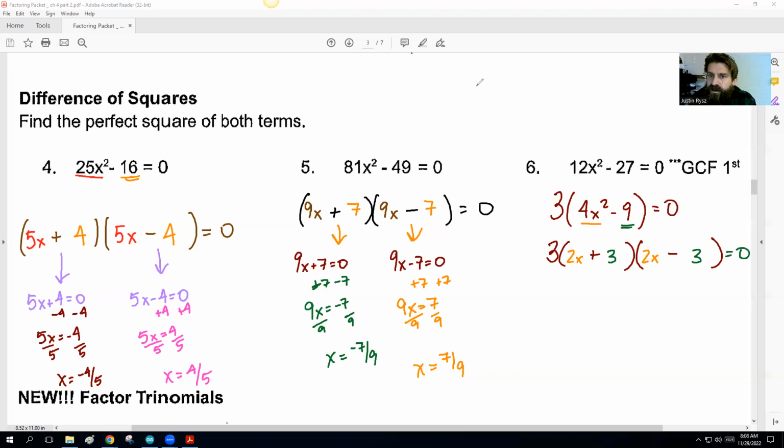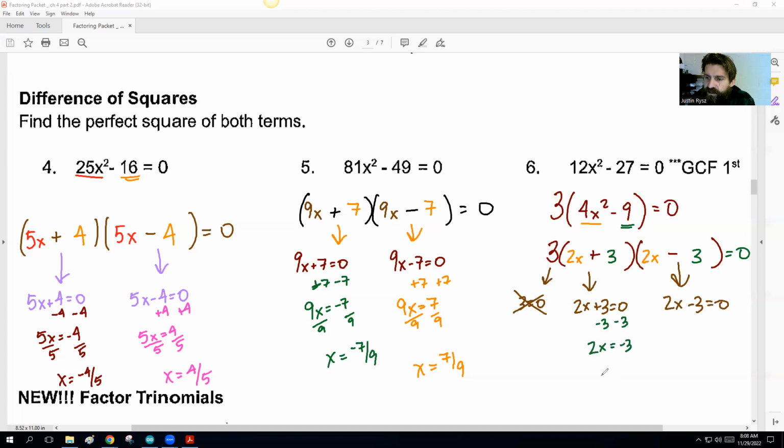Now, technically, we set all parts equal to 0. So technically, we do make this 3 equal to 0. But that doesn't work. That doesn't solve. So we just cross it off. But we are going to have our 2x plus 3 equal to 0. And then over here, 2x minus 3 equal to 0. We're going to solve both of those. So we'll subtract the 3.